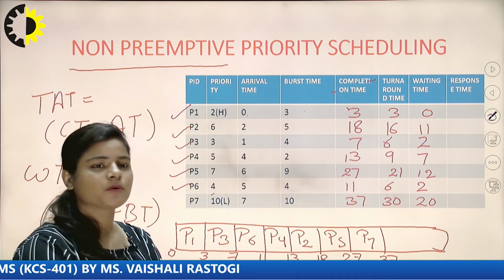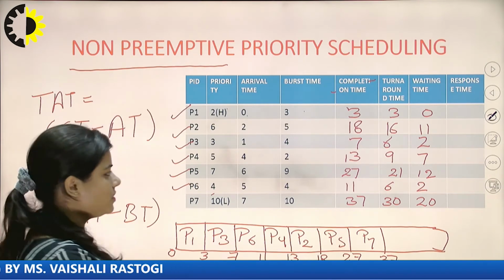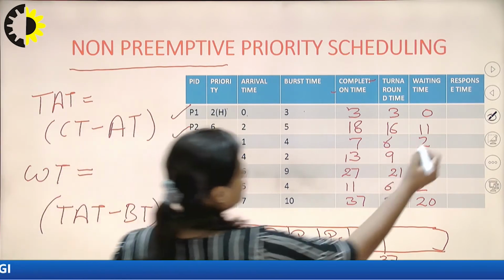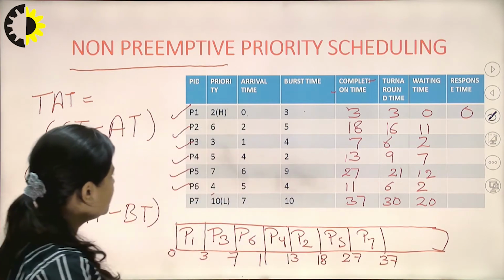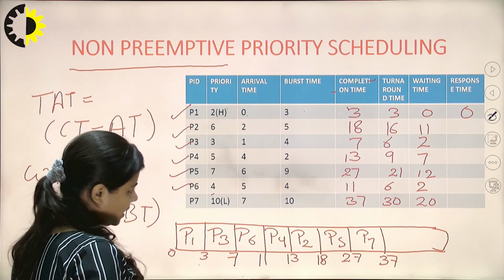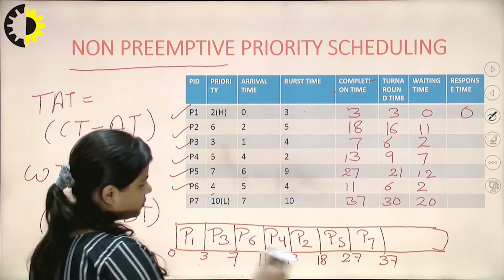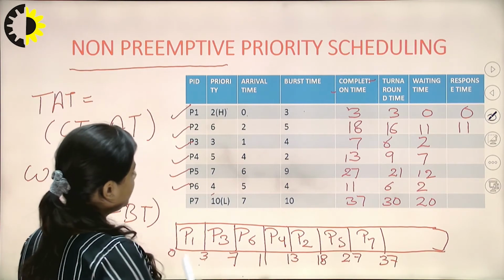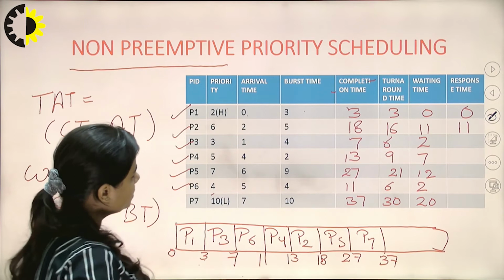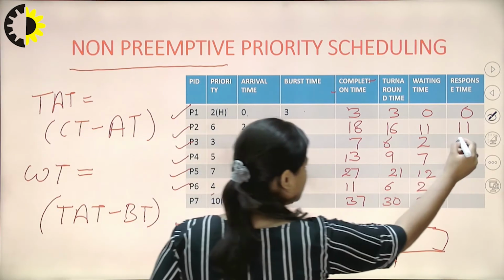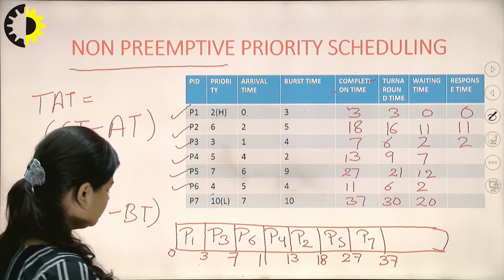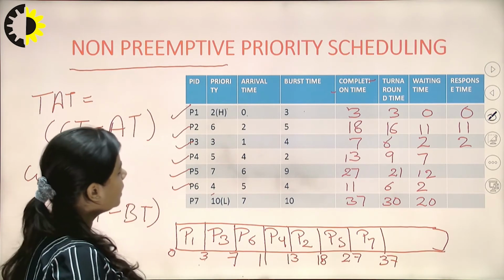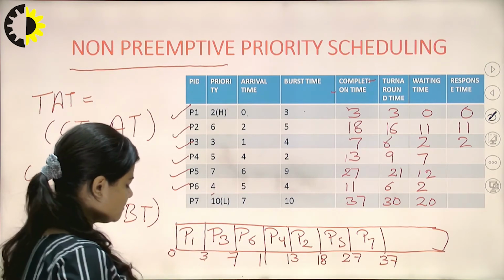So let's find out the response time for these processes. First, P1 got the CPU at 0 and it arrived at 0, so the response time is 0 minus 0, nothing but 0. P2 got the CPU at 13 and it arrived on 2, so the response time would be 11. P3 got the CPU at 3 and its arrival time was 1, so 3 minus 1 would be 2. P4 got the CPU at 11 and it arrived at 4, so the response time would be 7.